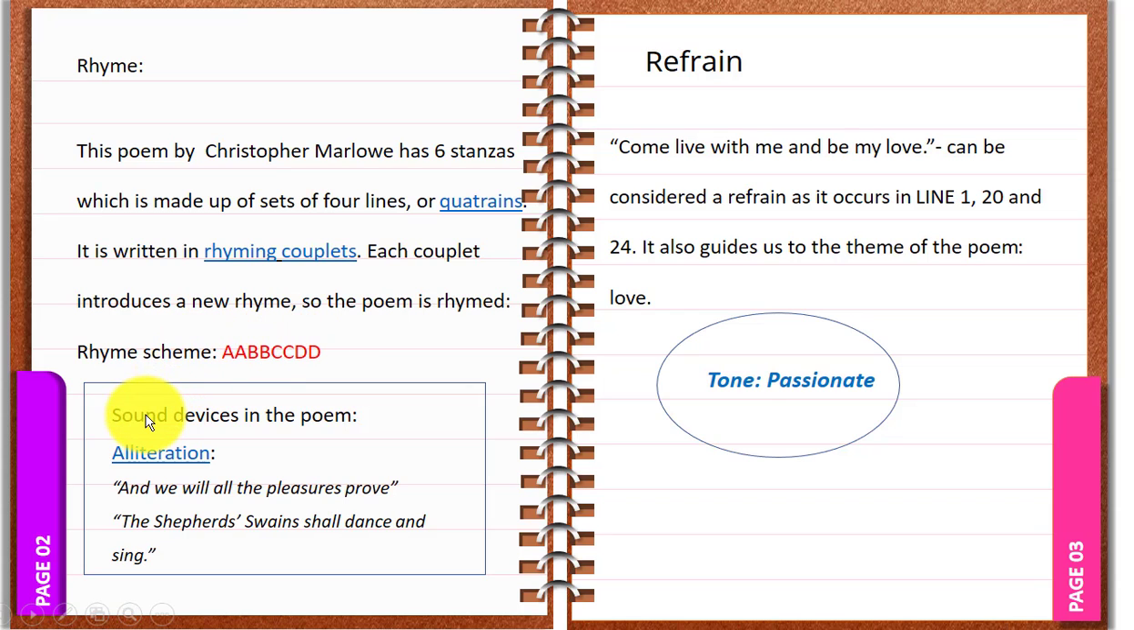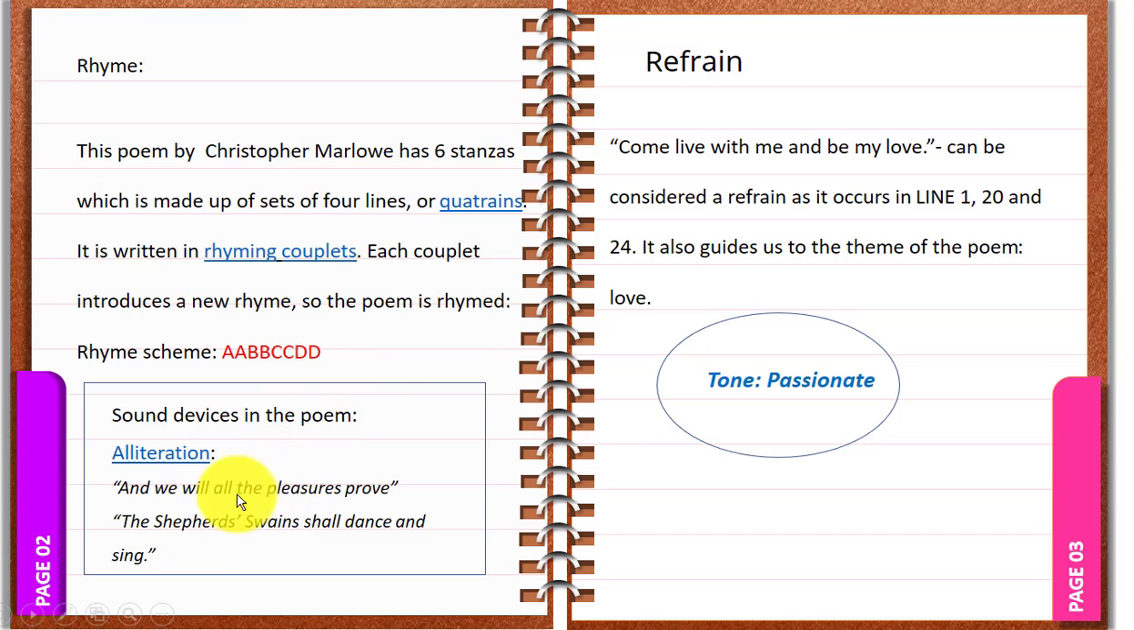This poem as well uses sound devices. The most prominent one that we will talk about here is alliteration. And to remember, alliteration is a sound device that uses the initial sound in the words. So if words use the same sound at the beginning and they are within the same line, we say that is alliteration. And we have examples here of 2 sentences. There are more, but these are just examples.